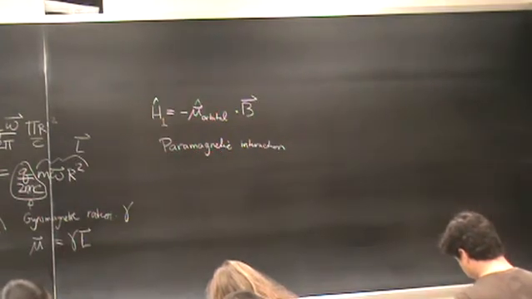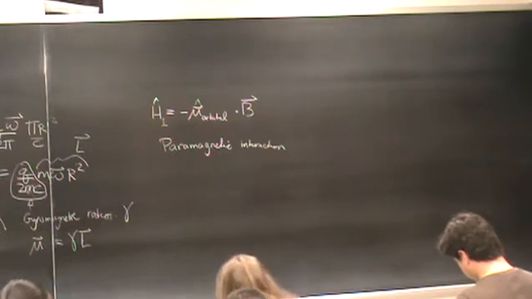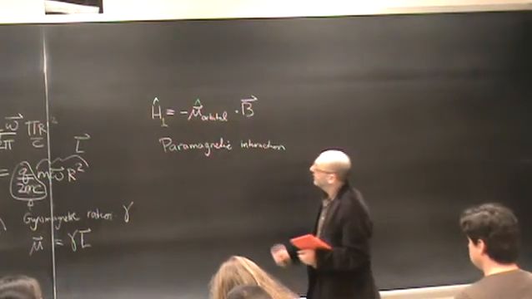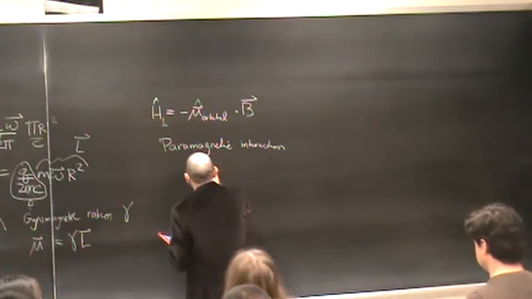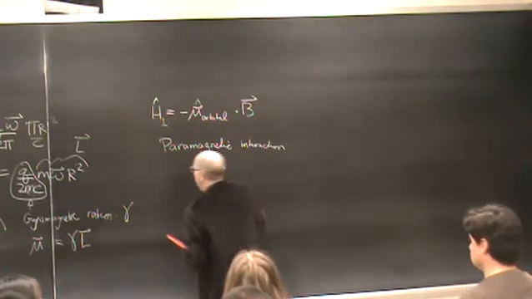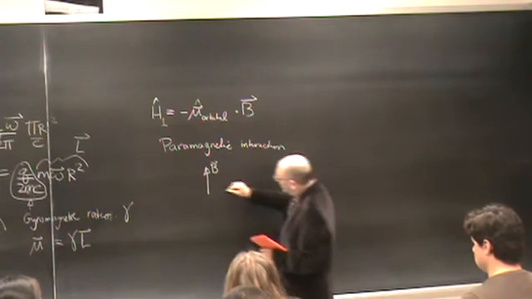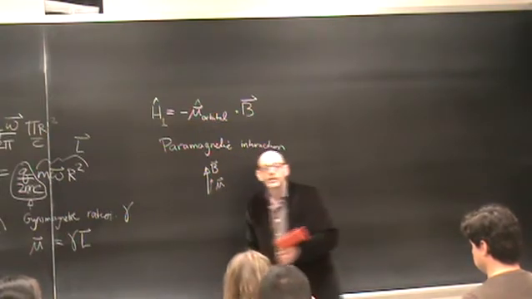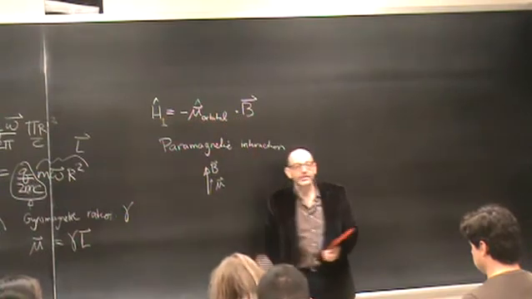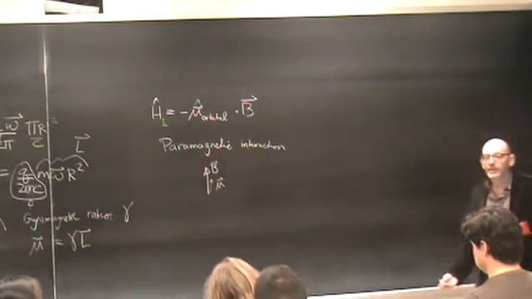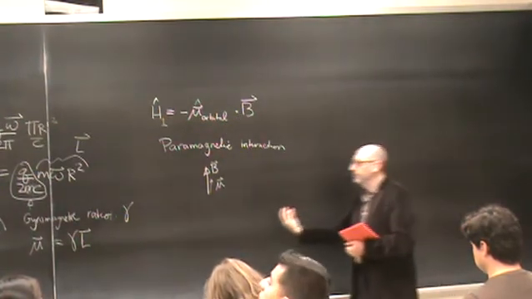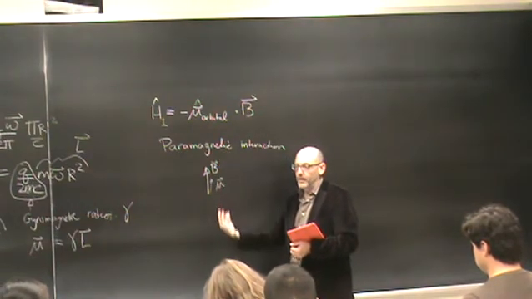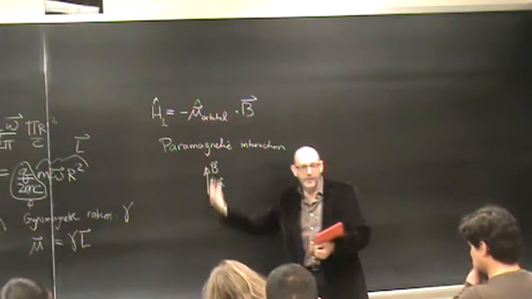Why? Well, in paramagnetism, if you have a material that's paramagnetic, and you have a magnetic field here, the lowest energy configuration is the one where mu is in the same direction as B. And so it tends to increase the magnetic dipole moment along the direction of B. That's paramagnetism.